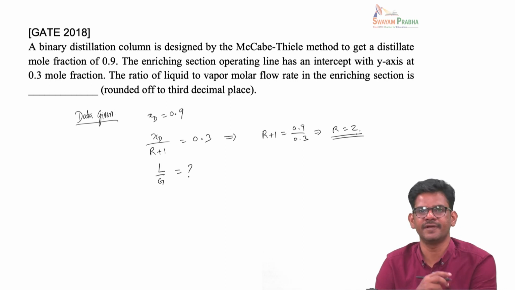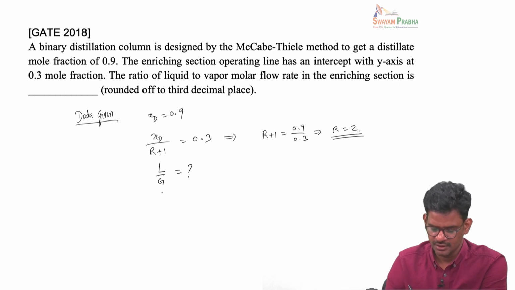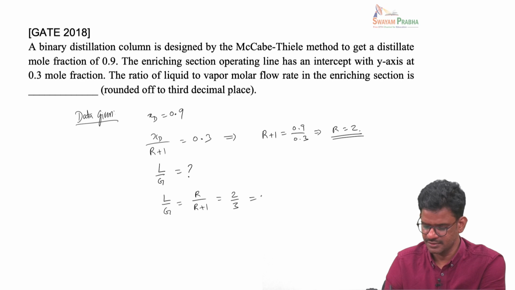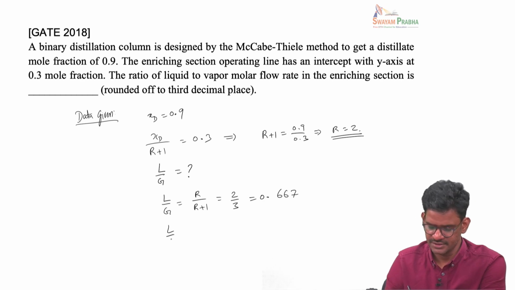So, the reflux ratio in this problem is 2, and we also know that L by G is nothing but R by R plus 1. So, this is 2 by 3, okay, that is 0.667. So, the answer is 0.667.